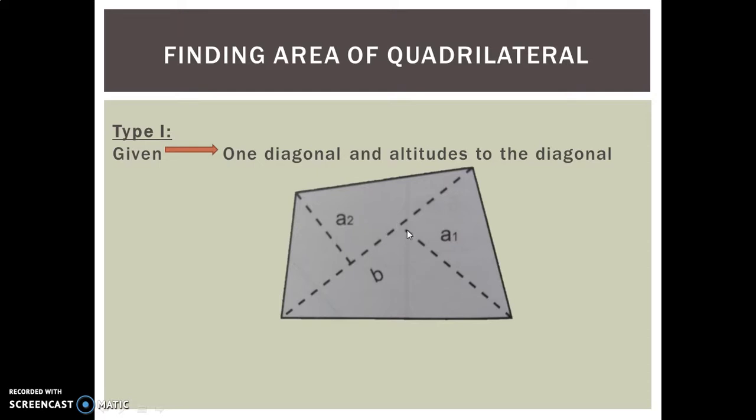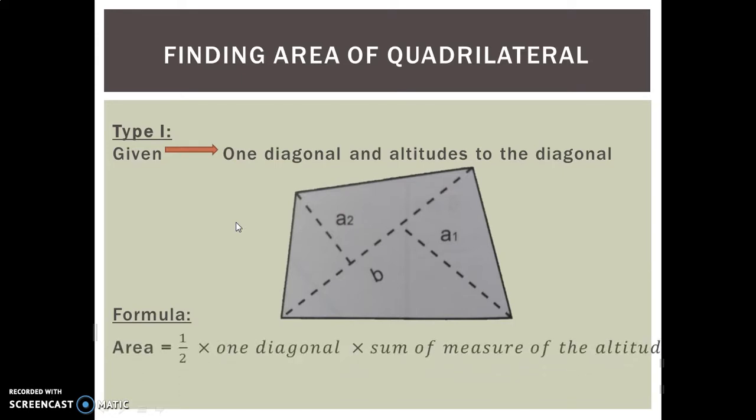When you know the measurement of one diagonal and two altitudes of a quadrilateral, you will use the following formula to find its area. The formula is half multiplied by one diagonal multiplied by the sum of the altitudes. Just remember this formula. The formula to find the area of the quadrilateral will be half multiplied by one diagonal multiplied by the sum of its altitudes.